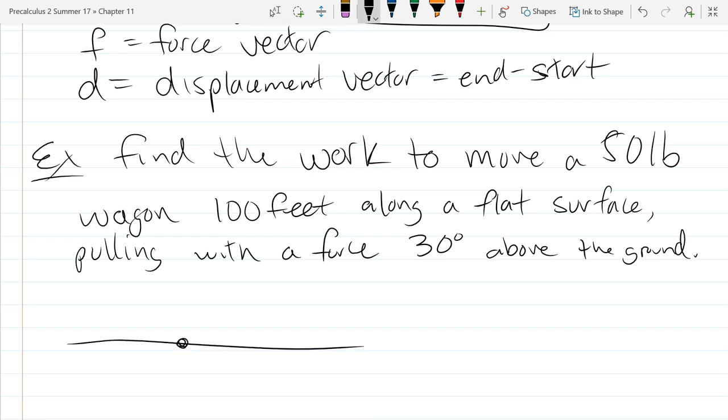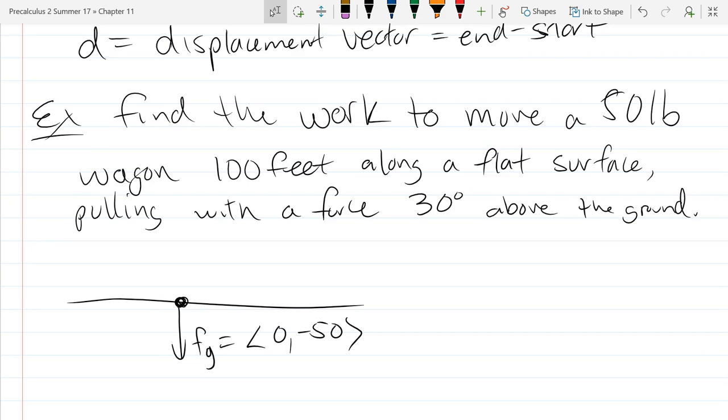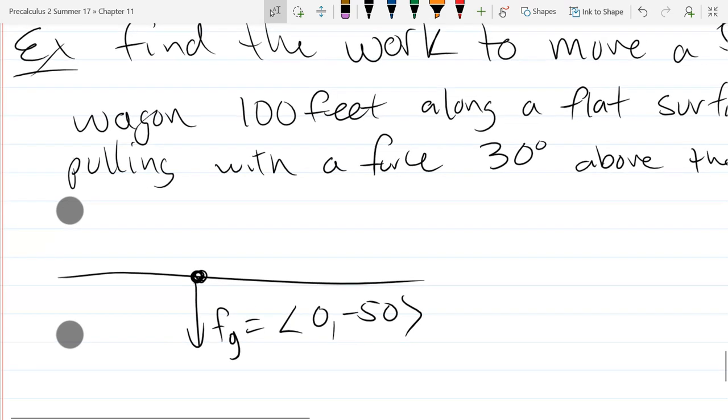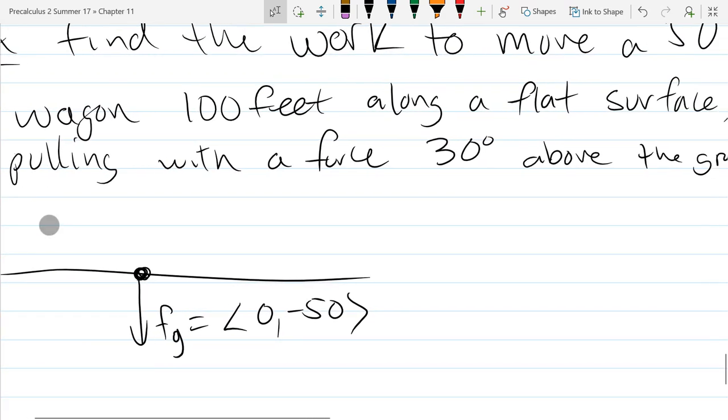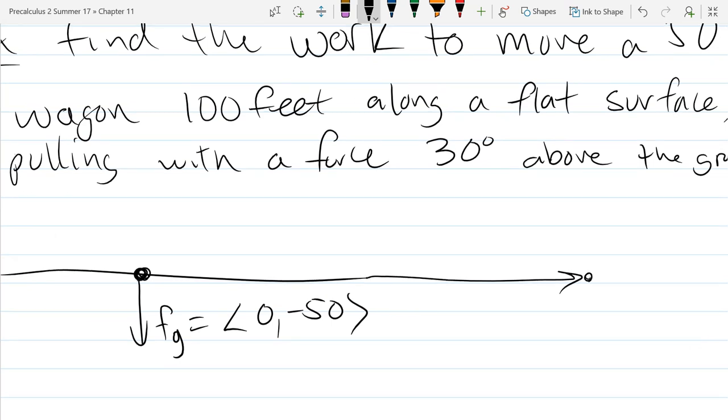So there's ground, there's the wagon, we got one force, FG, we've done enough problems, so I'll just write 0, negative 50. It's got no x component in the gravity, and 50 is negative because it's downwards. We're going to move this wagon 100 feet along a flat surface, doesn't matter which way we go, so let's just go that direction, we're going to end right here. Now the force is going to be 30 degrees above the ground. And I'll use FP for the force of the pull, 30 degrees.